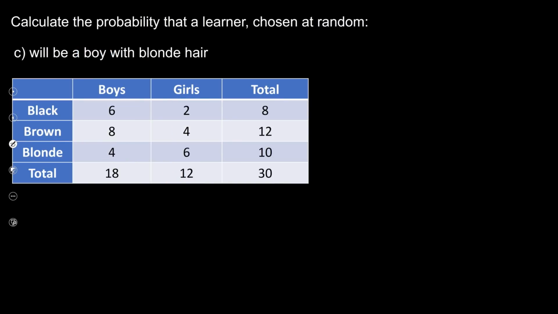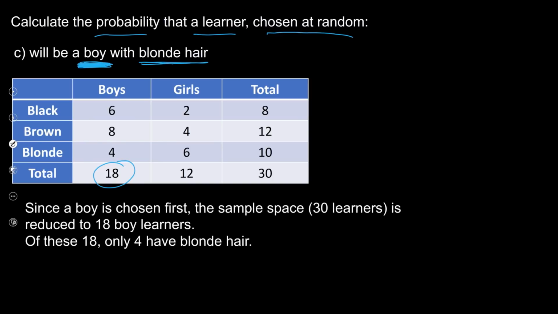still calculate the probability that a learner chosen at random will be a boy, similar to the other one. Now, will be a boy, but with blonde hair. A boy now. How many boys do we have? 18. So what does that mean? Since a boy is chosen first, the sample space of 30 learners is reduced to 18 boy learners.